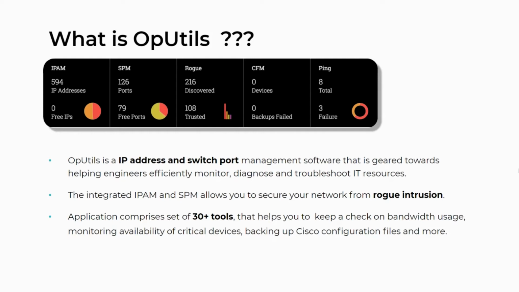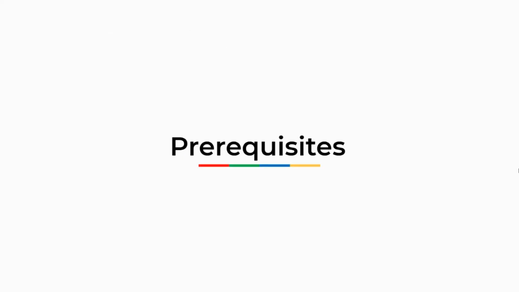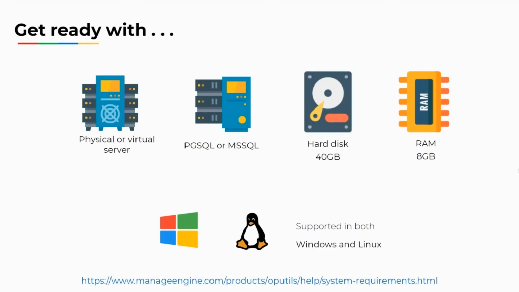So now that we know what OpUtils is, what are the prerequisites if you want to deploy OpUtils in your network? Well, OpUtils can run on your physical or virtual server, and it comes built in with PostgreSQL, that is PGSQL. But you can also configure OpUtils to run with the Microsoft SQL database. OpUtils requires a 40 GB hard disk and 8 GB RAM, and as of now, it can run on both Windows and Linux platforms. If you want to know more about the software and hardware requirements of OpUtils, please check out the link given at the bottom of the presentation. So this is just a basic intro into OpUtils and its prerequisites.